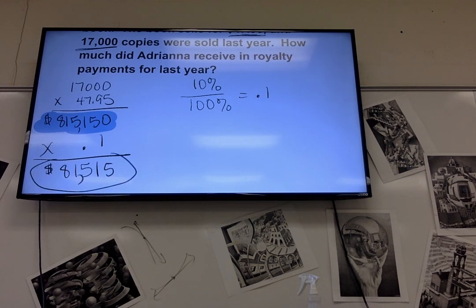So last year from the sale of her book, she made $81,515. I need to write a textbook. $81,000.